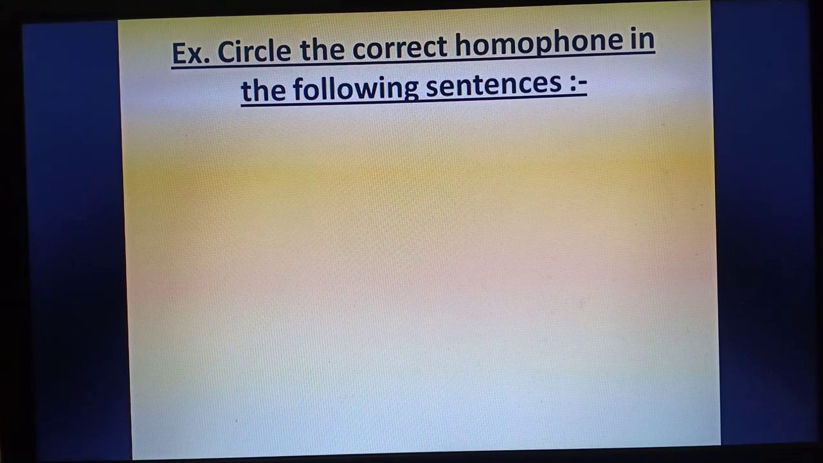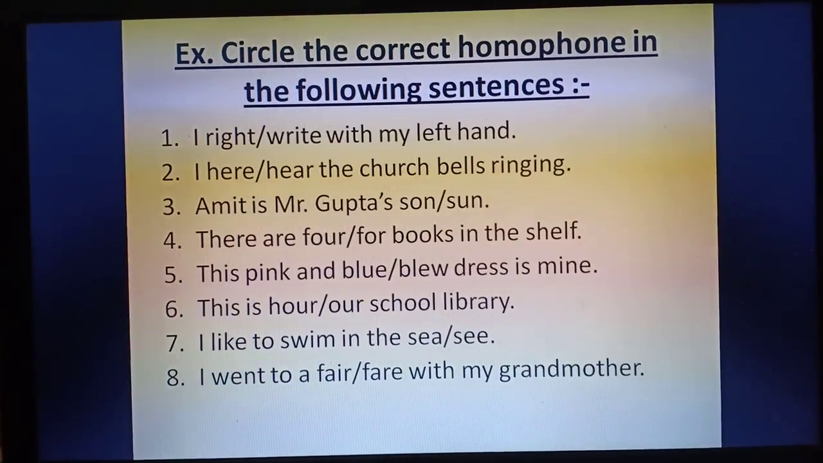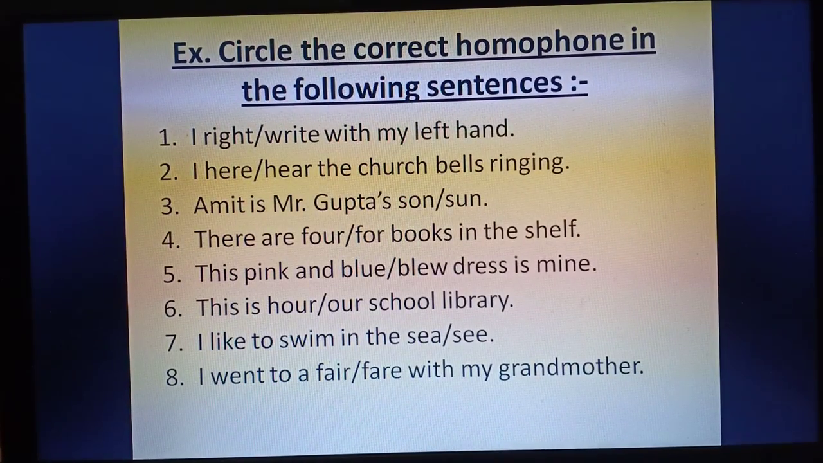Please write now. Circle the correct homophone in the following sentences. Number 1: I write, RIGHT, write, or WRITE, write, with my left hand. What will be the answer? The answer will be WRITE, write. I write with my left hand.